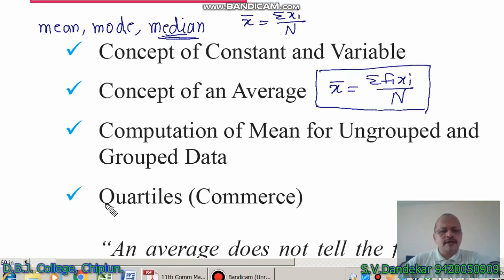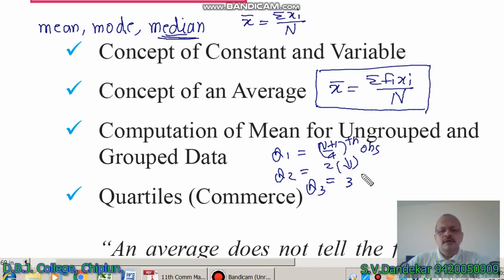Then we have studied quartiles in the previous lesson, Q1, Q2 and Q3. Q2 is the median. Q1 is the observation below which 25% observations lie and above which 75% observations lie. Similarly, Q3 and Q2. Now for Q1, the formula is (n plus 1) upon 4th observation. Q2 is 2 into (n plus 1) upon 4th observation, and Q3 is 3 into (n plus 1) upon 4th observation.